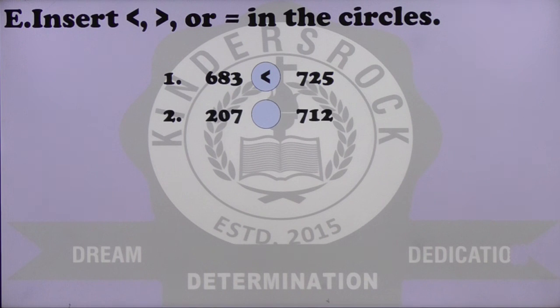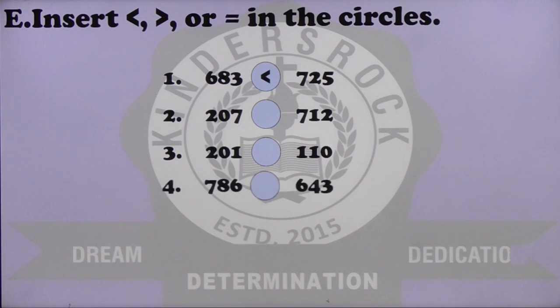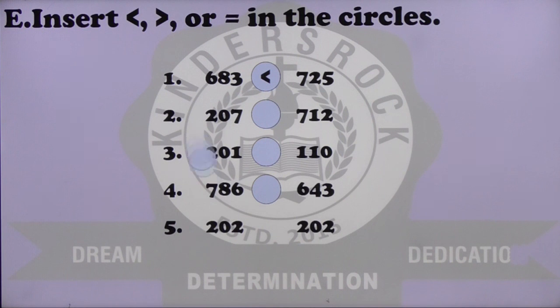Similarly, you will have to find it out yourself. 207, which one is greatest? 207 or 712? You have to put the mark. 201 or 110? 786 or 643? 202 or 202? And then we have 799 or 979. So you will have to mark the greater than, smaller than or equal to sign.